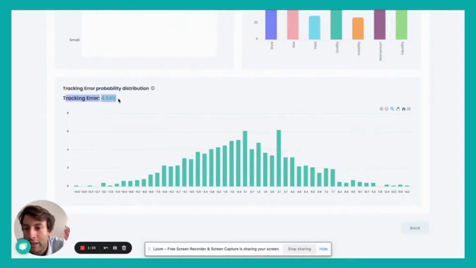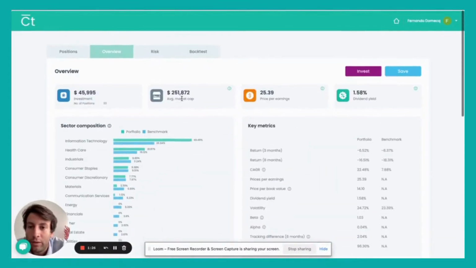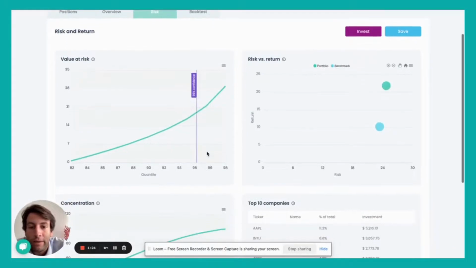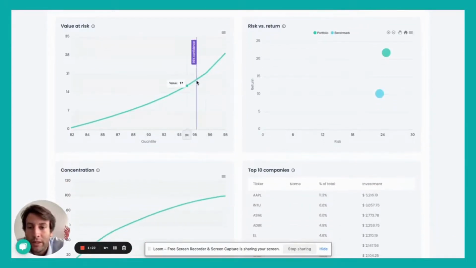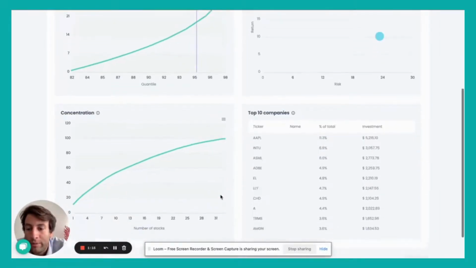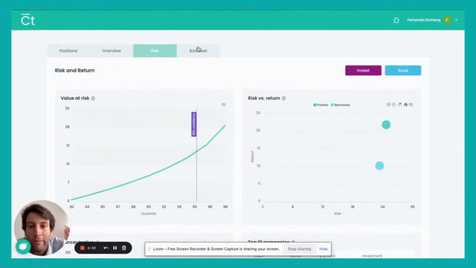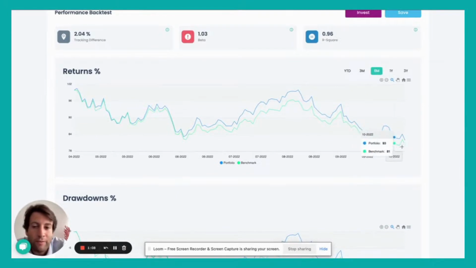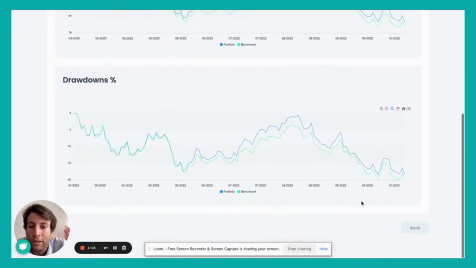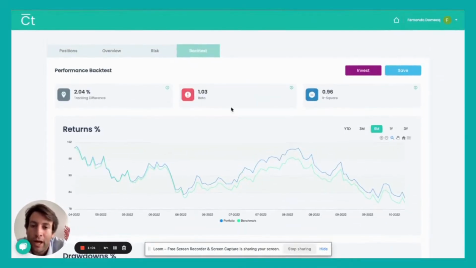You can also see the distribution of the tracking error, where we see that they are sort of correlated with the market. We can see what the portfolio VaR at 95% is. It's going to be around 20%. We can see the portfolio concentration and a backtest, where we can see that they have performed better than the market in the last 6 months, which is surprising, also considering they are highly invested in technology companies.